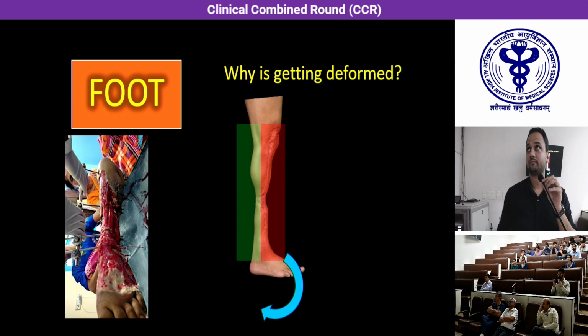Good afternoon, everyone. So why is this foot getting deformed? We have two reasons for this. The first one is gravity, and the second one is the pull of the muscles of the posterior compartment of the leg, which is unopposed by the shrunken and atrophied muscles of the anterior compartment of the leg.